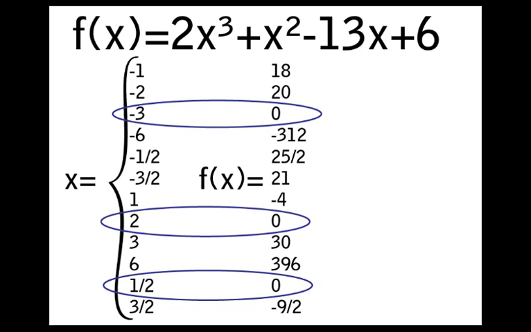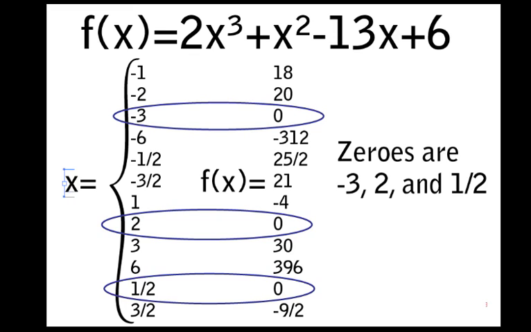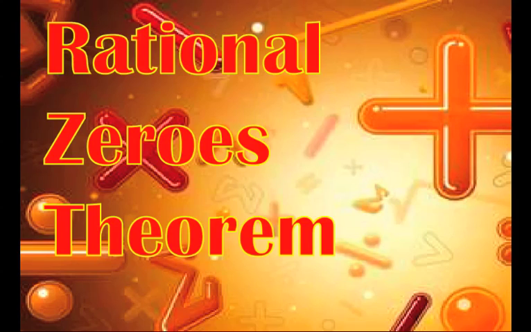Then you have to take all the values we have just found and substitute them in for x in the function. If the output is 0, then that means that the x value is a zero, the root, or the x-intercept of the function. And here we see that the values negative 3, positive 2, and positive 1 over 2 have the outputs of 0, so that means that they are the zeros for the function f of x equals 2x cubed plus x squared minus 13x plus 6. And that's the rational zeros theorem.